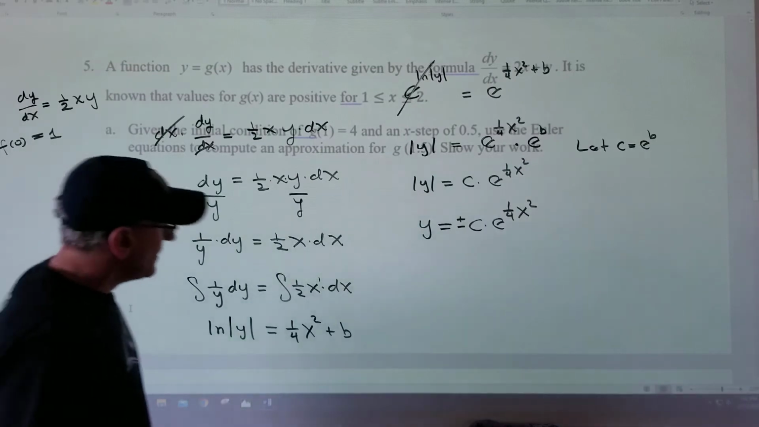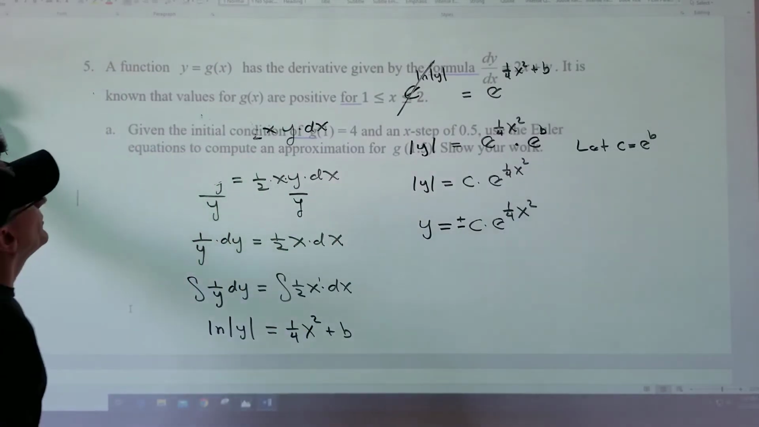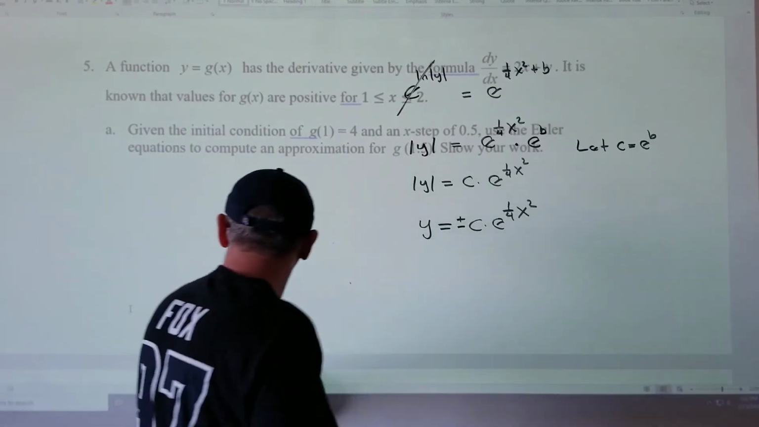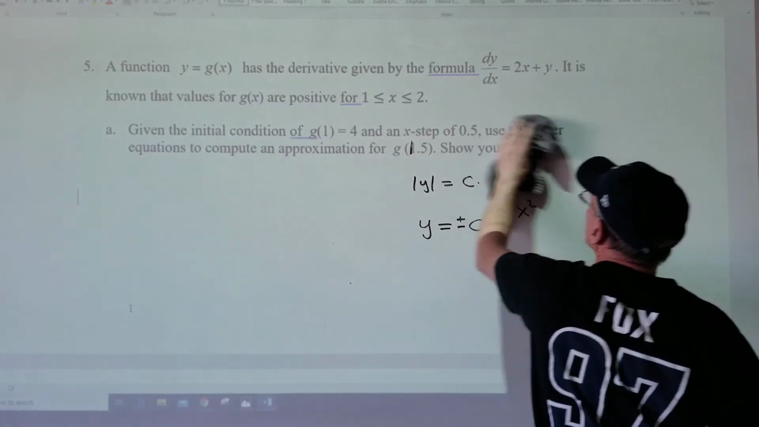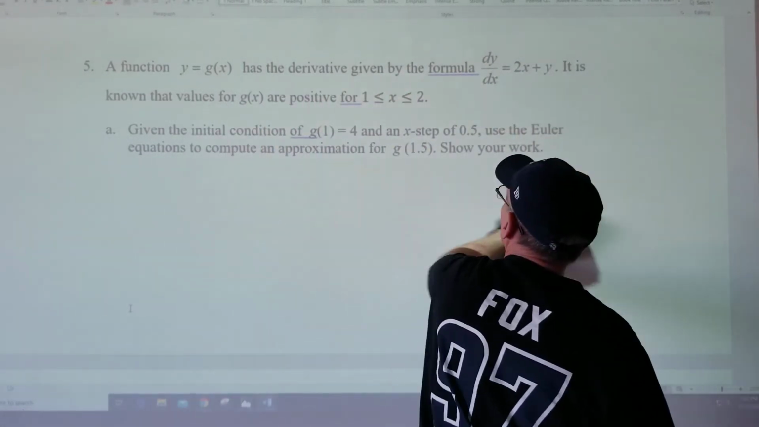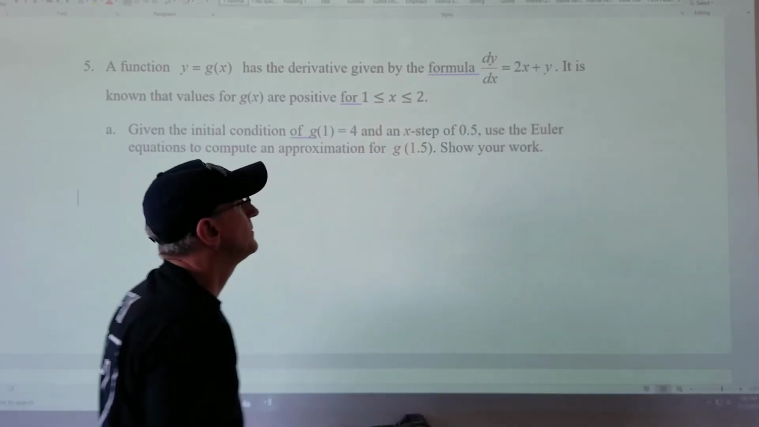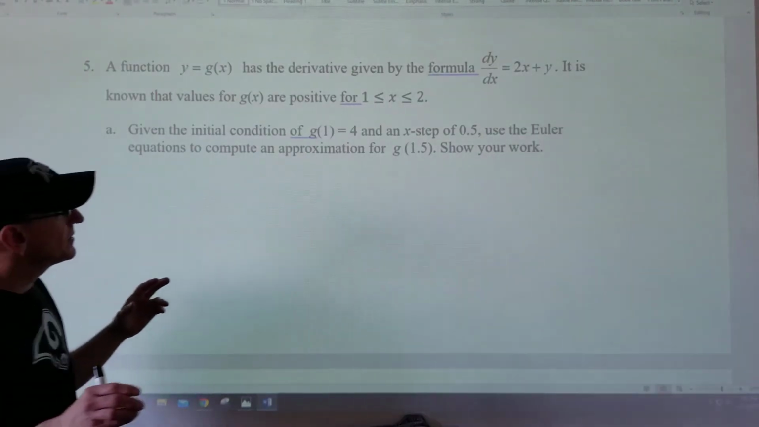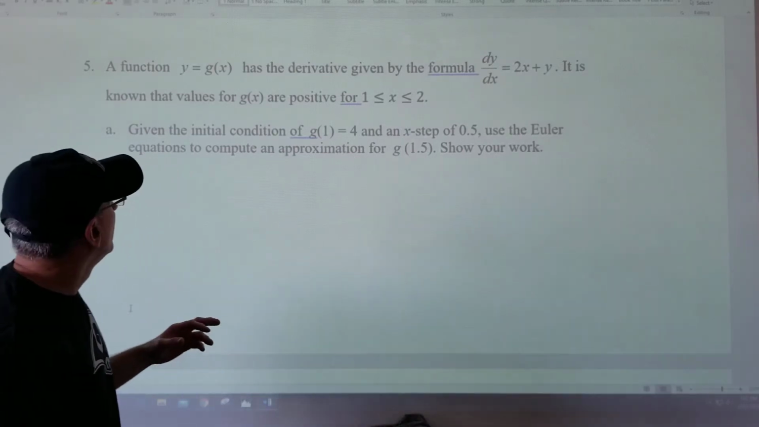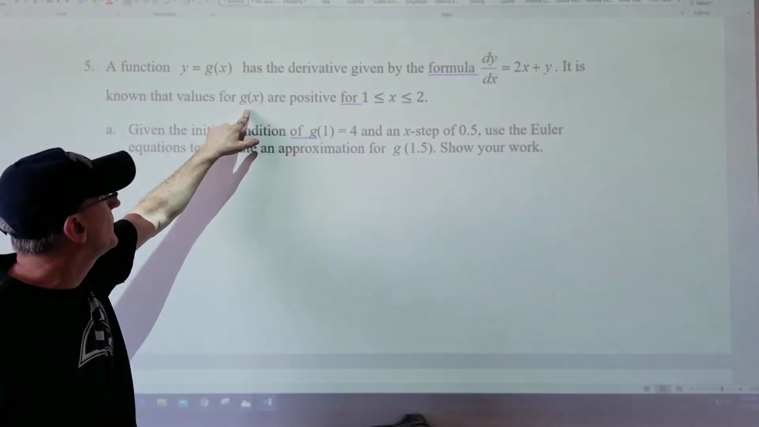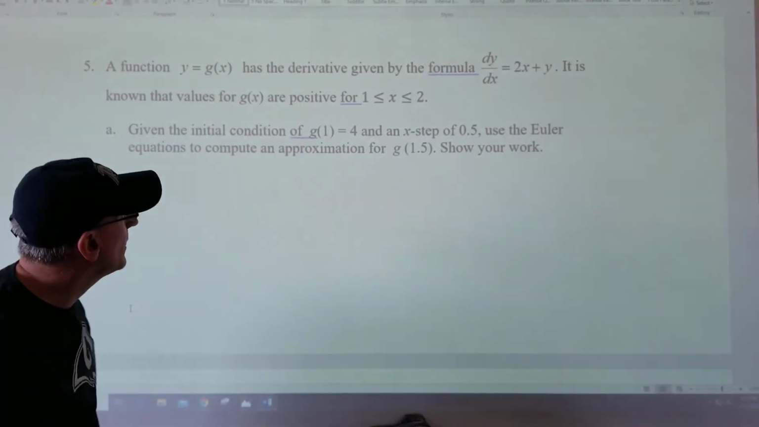A function g has the derivative given by the formula dy/dx equals 2x plus y. It is known that values of g are positive when x is between 1 and 2. So all they're saying is, if you're studying this function between x equals 1 and 2, you can be certain that the y values are positive also. This whole thing takes place somewhere in the first quadrant, okay?